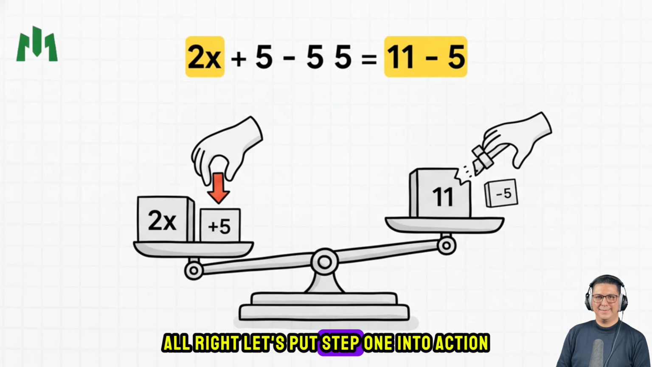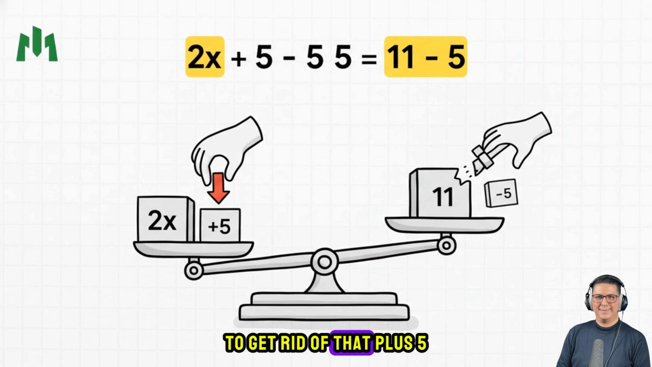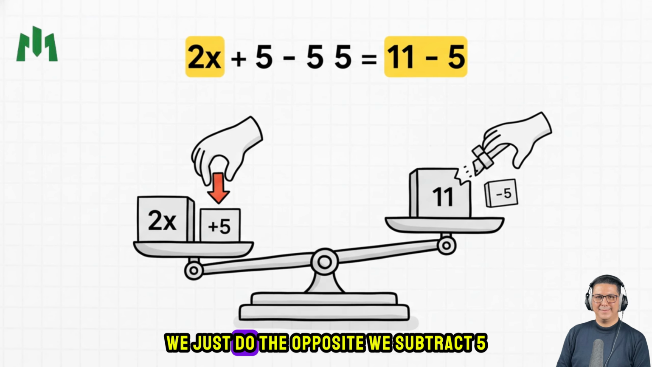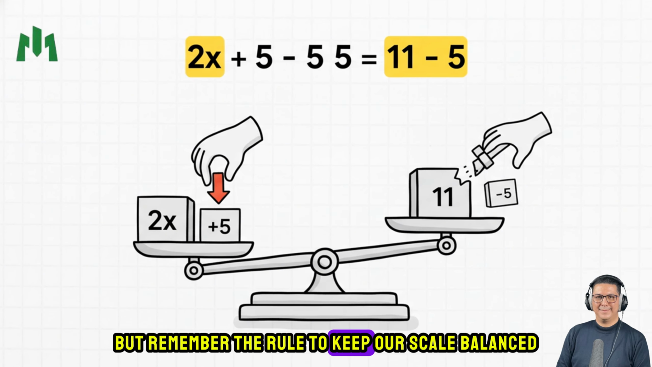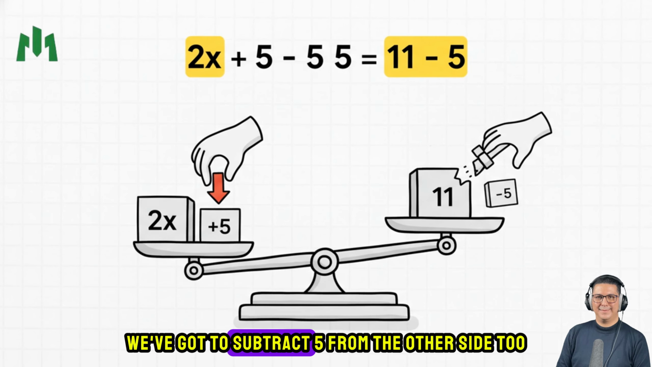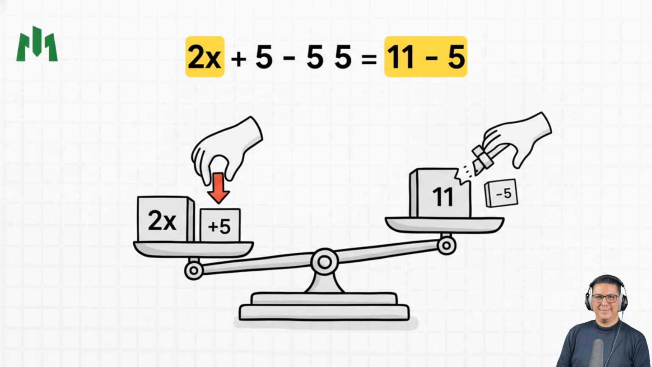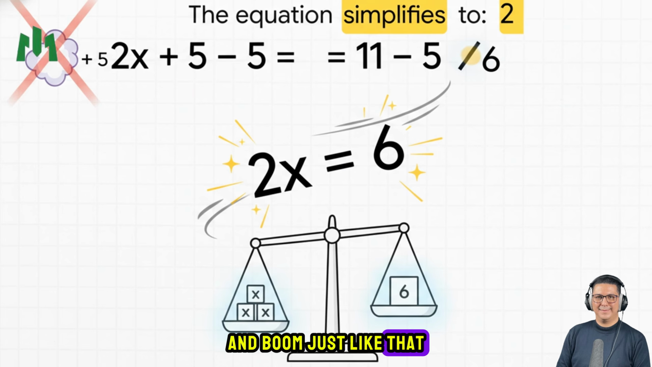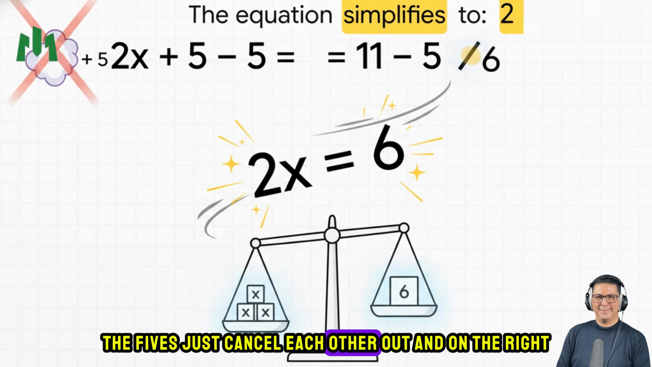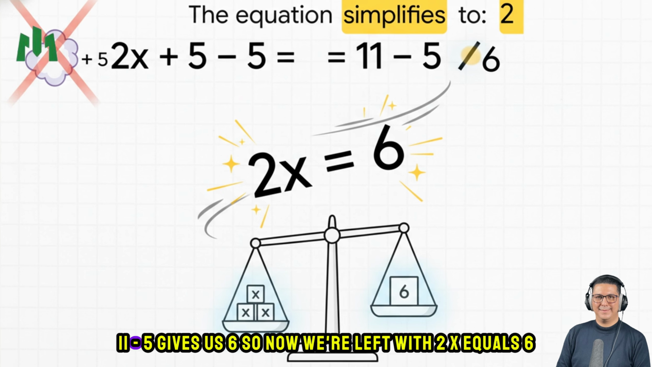All right, let's put step 1 into action. To get rid of that plus 5, we just do the opposite. We subtract 5. But remember the rule? To keep our scale balanced, we've got to subtract 5 from the other side too. And boom. Just like that, the equation gets way simpler. On the left, the 5s just cancel each other out. And on the right, 11 minus 5 gives us 6. So now we're left with 2x equals 6.